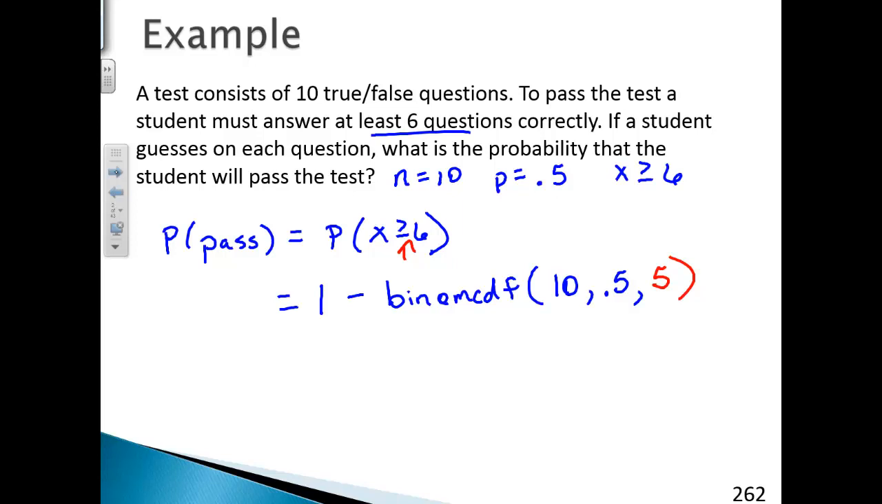So we run that on our calculator. 1 minus binom CDF, 10, 0.5, 5. And this is equal to 0.377. And again, you can put into your calculator 1 minus and then go to the binom CDF menu and have it subtract that for you without having to write down what you get from the binom CDF.